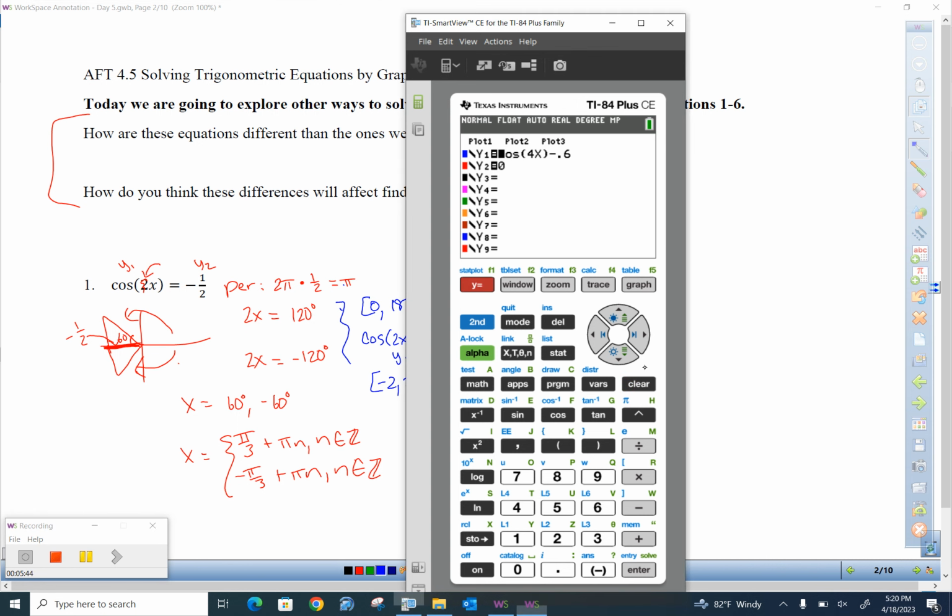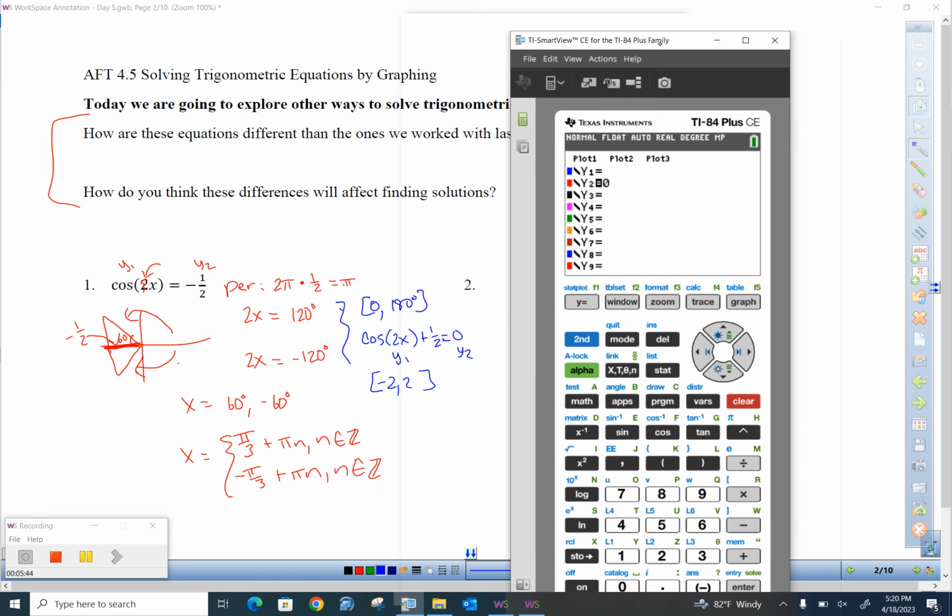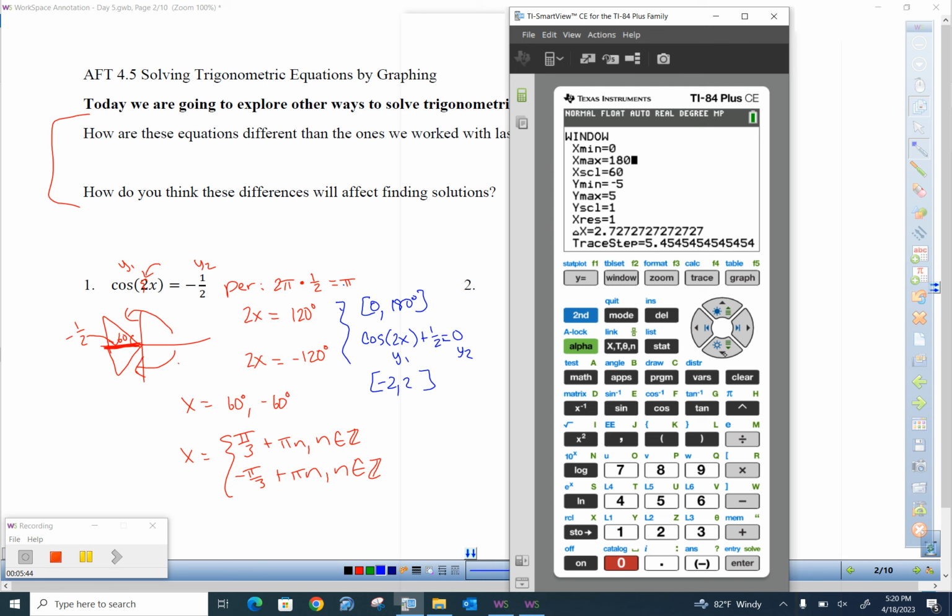Okay, so in your y equals, we can clear out anything that's in there and type this equation, cosine 2x, and then plus the 1/2. And then we'll go adjust our window just like we talked about. So 0 to 180. An x scale is really anything that goes into your period evenly. So maybe 30 for this one. And then we decided -2 to +2. Okay, we did this so that we would see one period or one lap, and from cosine, max to max is showing up, so that's good news for us.